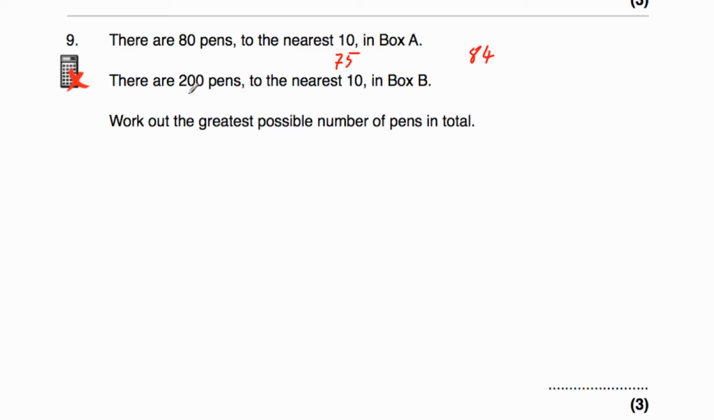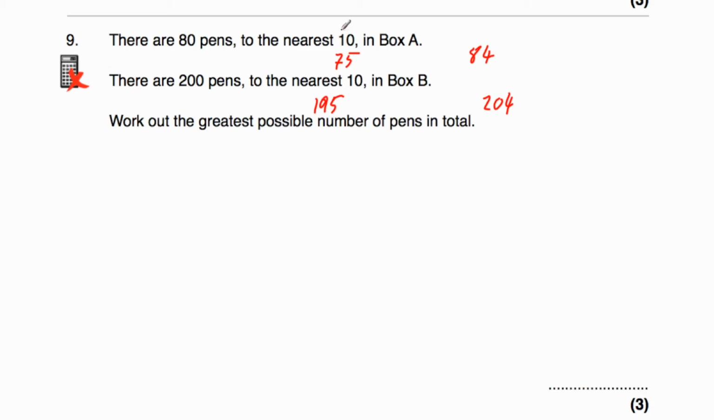And box B, it has 200 pens to the nearest 10 in box B. So we're rounding to the nearest 10. So the lowest possible number that would round up to 200 to the nearest 10 would be 195, and the greatest possible number in box B that would round down to 200 would be 204, because 205 would round up to be 210. And the question says work out the greatest possible number of pens in total.